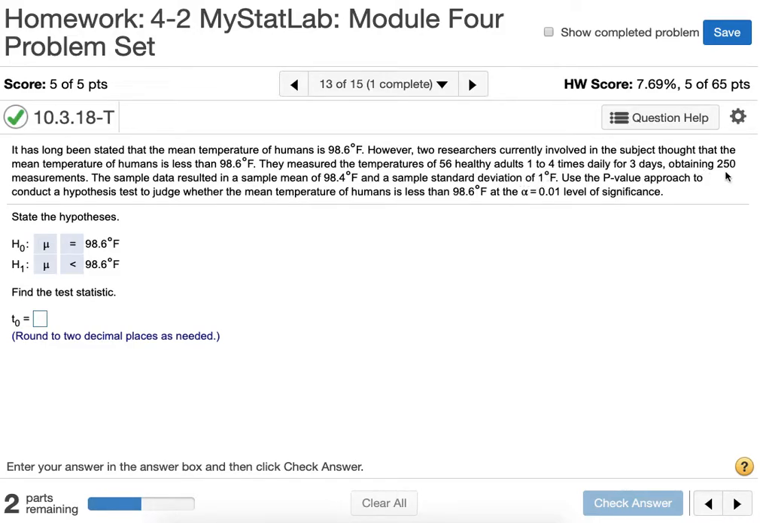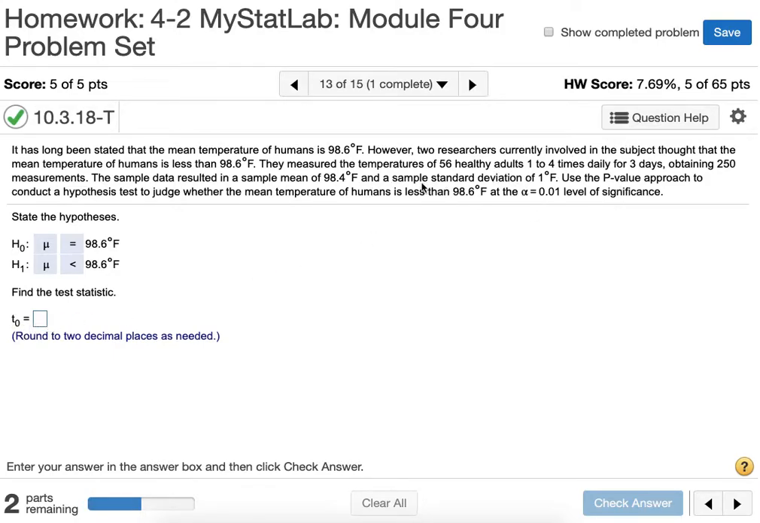And then they measured the temperatures of 56 healthy adults 1 to 4 times a day, daily for 3 days. And they obtained 250 measurements. The sample data resulted in a sample mean of 98.4 degrees Fahrenheit, so a little bit lower than the 98.6, and a sample standard deviation of 1 degree Fahrenheit. Use the p-value approach to conduct a hypothesis test to judge whether the mean temperature of humans is less than 98.6 degrees Fahrenheit at the alpha level of 0.01.